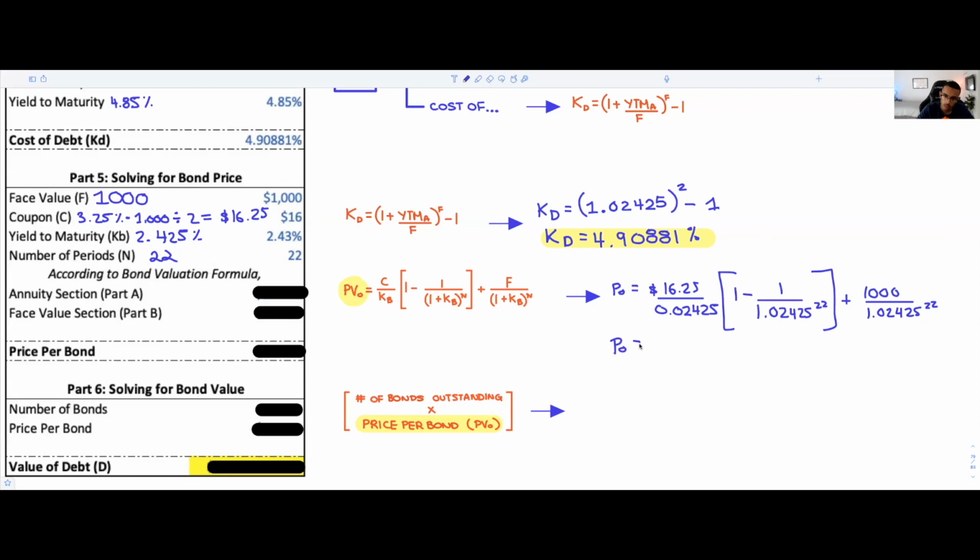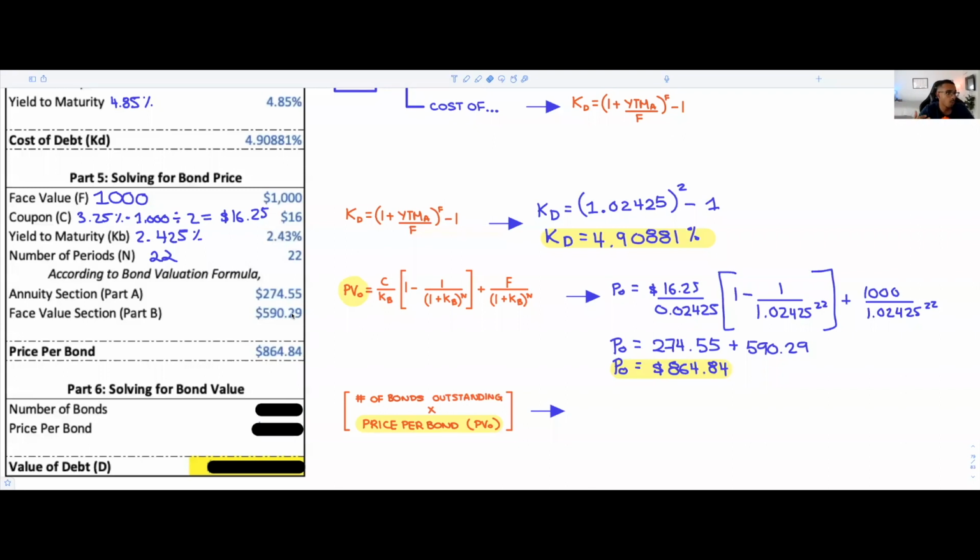Such that we would have P0 is equal to 274.55, that's part A, plus 590.29. You would get that your P0 is equal to 864.84. Yep, that's okay for me. And that would be the price of one singular bond. And that kind of makes sense, right? Because we have a bond that's issued at a discount.